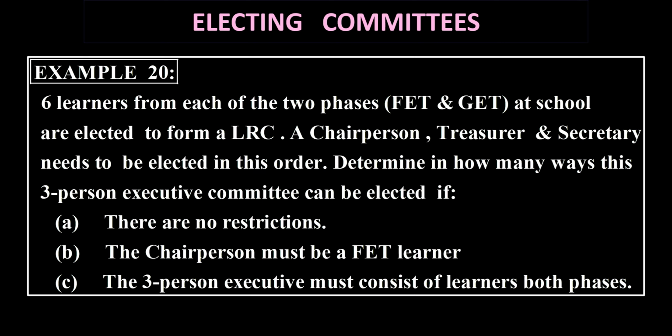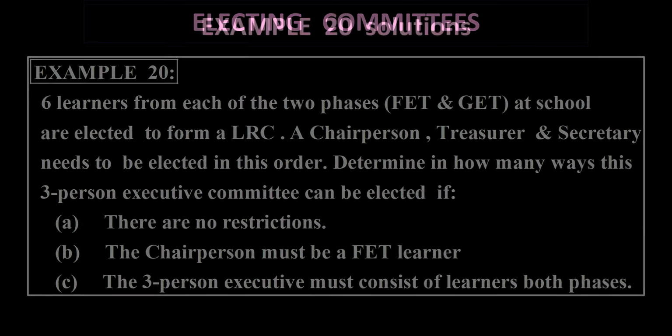So here we have some questions. Determine in how many ways this 3-person committee can be chosen if there are no restrictions. And then, the chairperson must be an FET learner, right? And then the 3-person committee must consist of learners of both phases. Otherwise, it can't be just the FET learners on the committee or just the GET learners. So let's look at that.